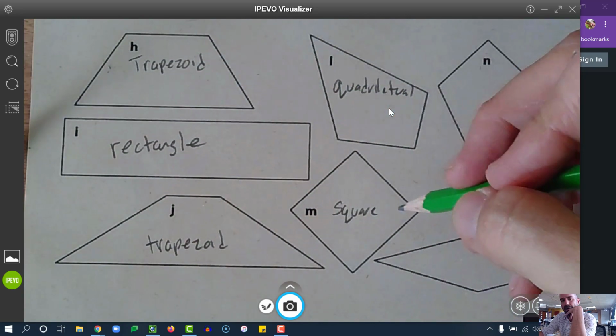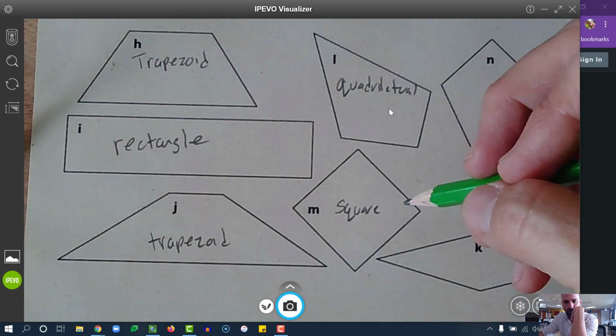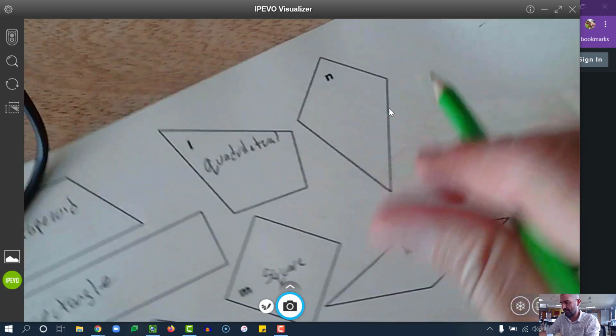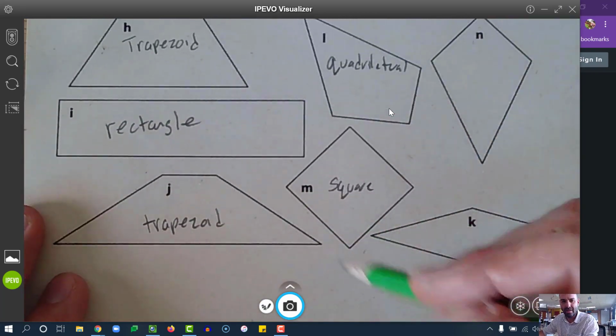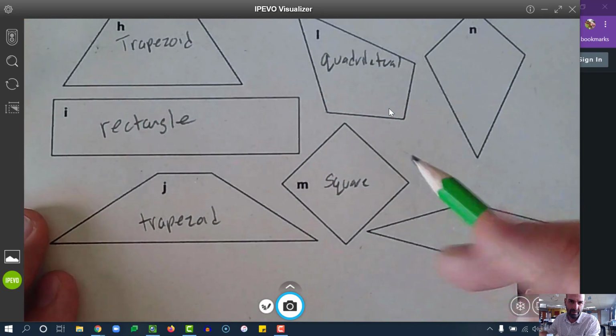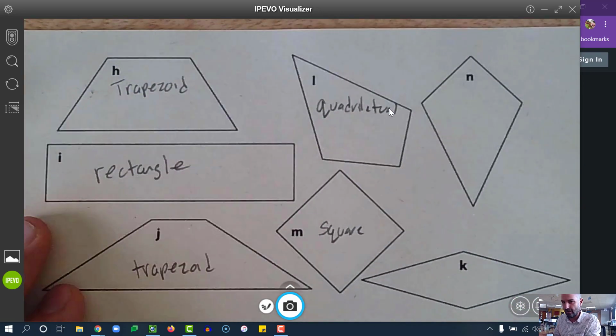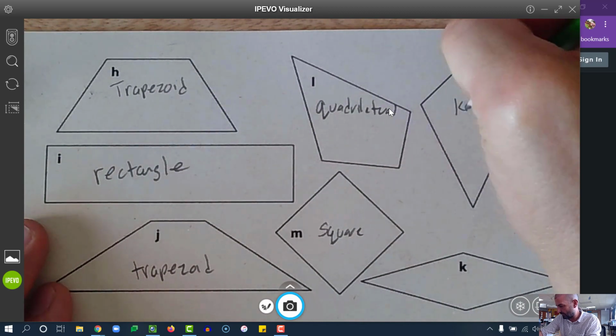Again, this is not a rhombus. A rhombus does not have these 90-degree angles. That's what makes something a rhombus or a square. All right, and that sure looks like a kite to me.